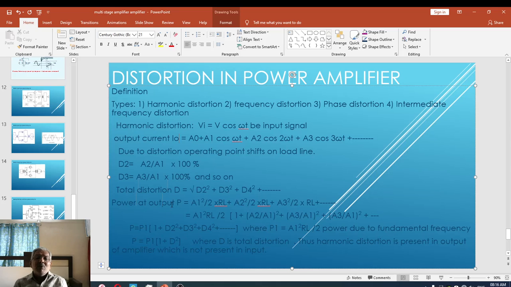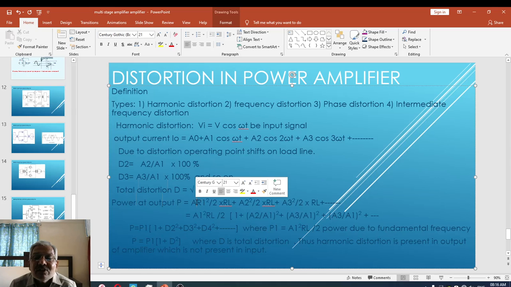Now the power at the output is given as P equals I square RL, that is, A1 square upon 2 into RL plus A2 square upon 2 into RL plus A3 square upon 2 into RL. This represents the output power.